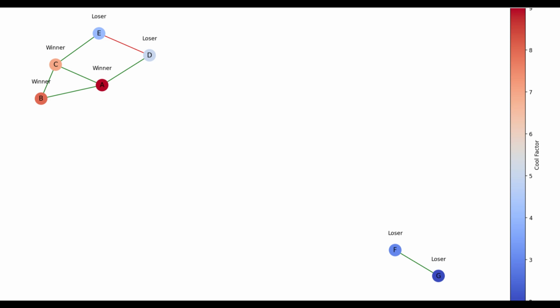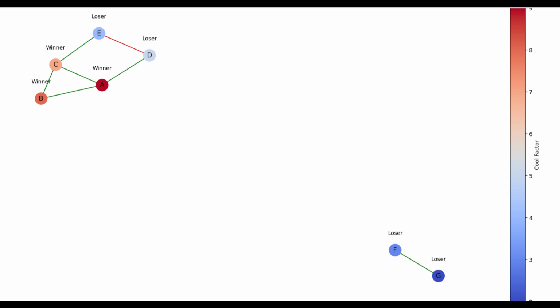Define the network. Nodes: individuals in the social group. Edges: relationships between individuals, e.g., friends, enemies, neutral acquaintances. Collect data. Gather information on the relationships between individuals. This could be through surveys, observations, or social media interactions. Quantify the strength of relationships, e.g., close friends, casual acquaintances, enemies.